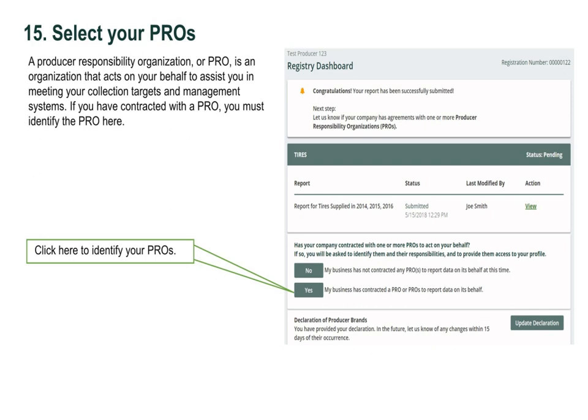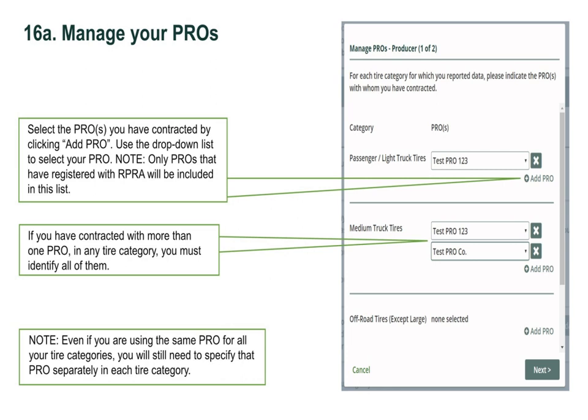We know that the majority of people will probably have a relationship with one pro, but we also know that in the marketplace where there's several pros active, people will have the opportunity to contract with more than one pro, for business reasons. So you might decide that you want to retain a particular pro to deal with the passenger light truck tires or medium truck tires, and a different pro to deal with off-the-road tires, based on what your collection target is and how much of it has to be done with large tires. So we require you to tell us for each of those categories who the pro is, and if it's the same pro, you just select the same pro.